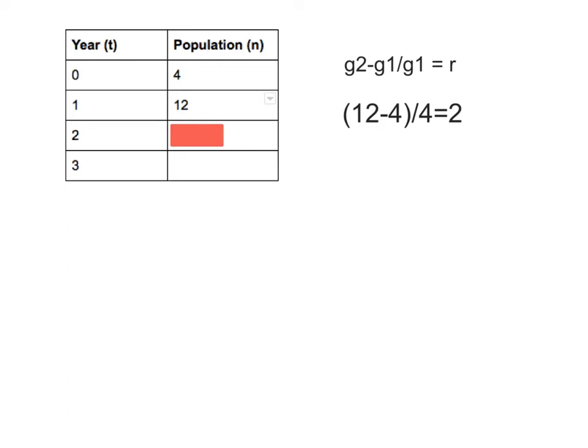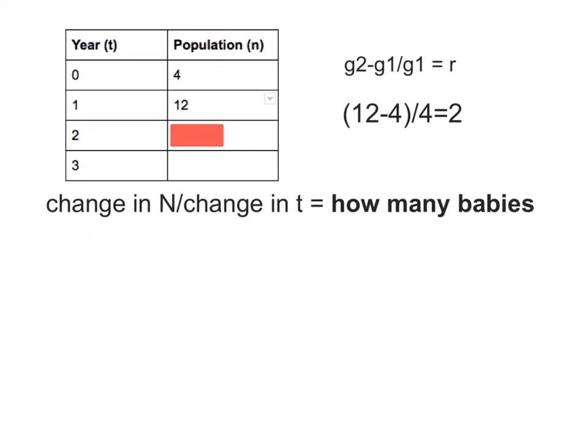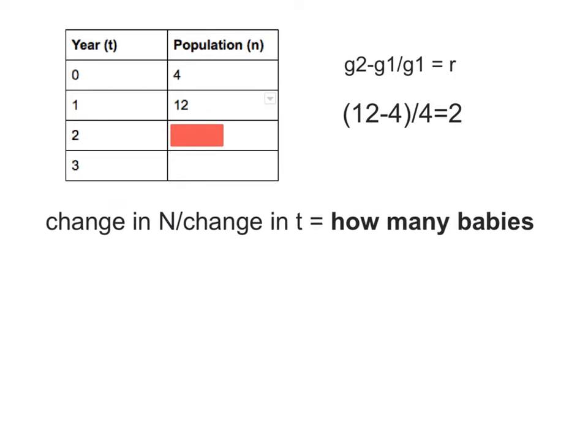Now, change in n over change in time is basically going to tell us how many babies will be born from one generation to the next. It's not going to tell us what the generation number is, but it will tell us how many additional there will be. Now, to find out what the next generation is, we're going to take the population, n, multiply it by the growth rate, r, and then add that number to g1 to find g2.